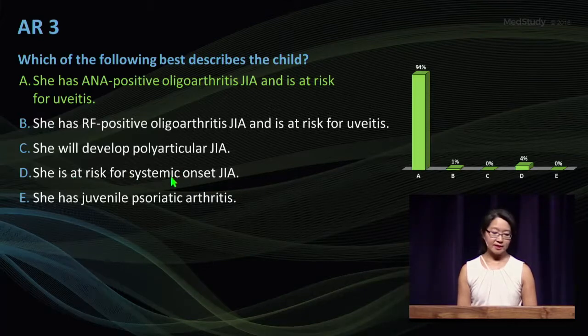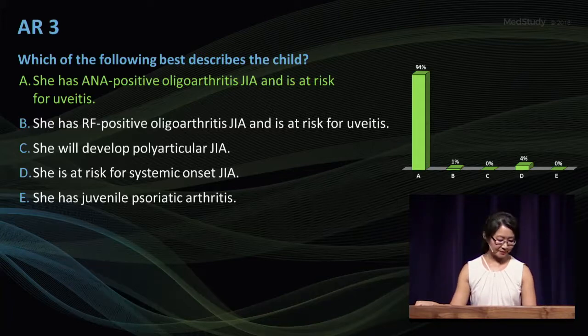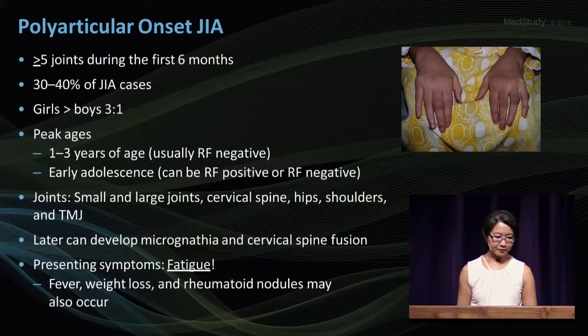The patient is not at increased risk for systemic onset JIA. And you've got to remember, on any board question, if they don't say specifically that the patient has something, then don't assume they have something. So I didn't say that the patient had psoriasis, so don't say that the patient has psoriatic arthritis, okay? So don't overguess yourself and overthink it. All right, polyarticular onset JIA.